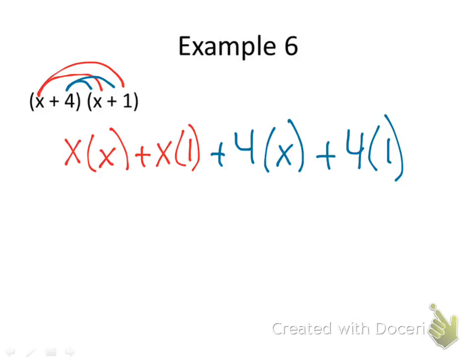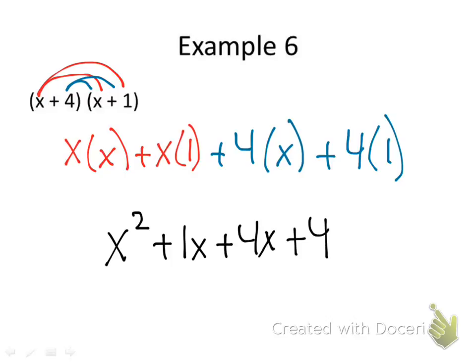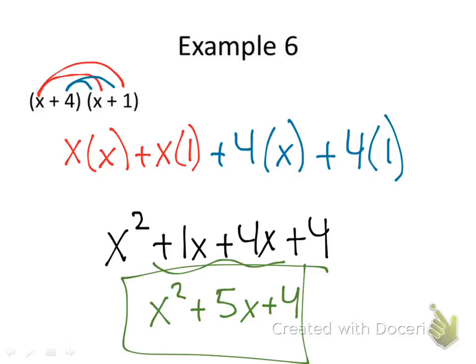What's x times x? X squared, good. So in the front I have an x squared. 1 times x is 1x. 4 times x is 4x. 4 times 1 is 4. Last step is to combine like terms. Thank you. x squared plus 5x plus 4. Any questions?